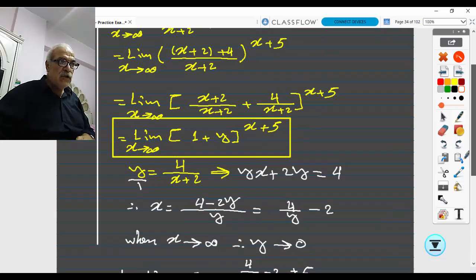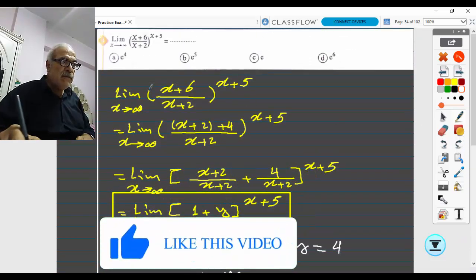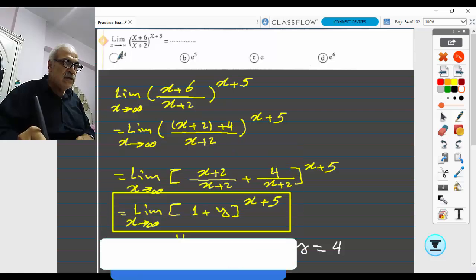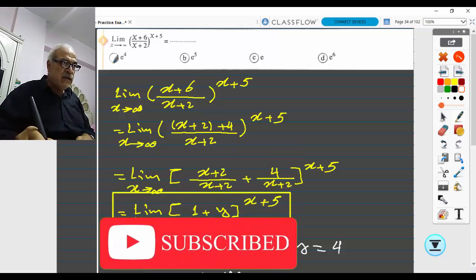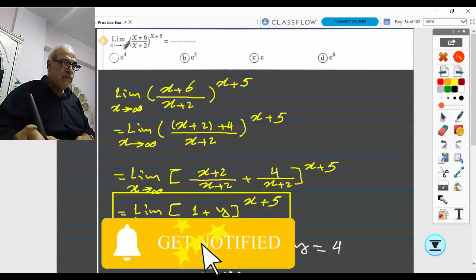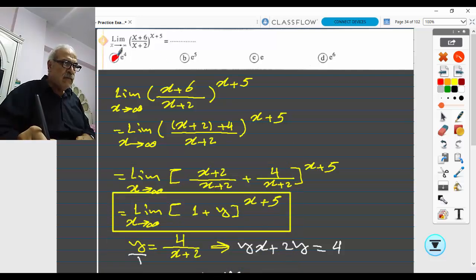And the solution will be e power 4, here in letter A. Letter A. Next question.